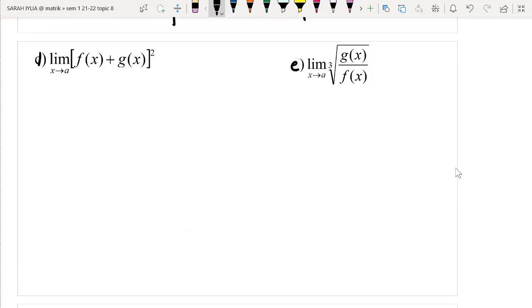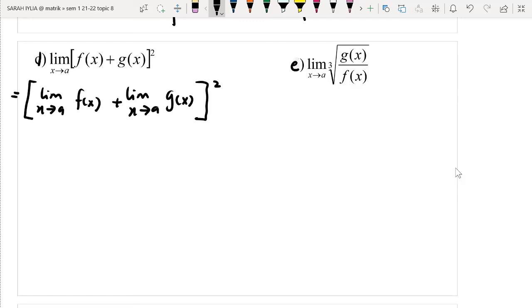Moving on, next one. For question D, we have the limit x approaches a of f(x) plus g(x), the whole thing squared. So by using the raising power properties, the whole squared kita boleh bawa keluar. Maksudnya kita masukkan limit kat dalam bracket. So this would be the limit of x approaches a of f(x) plus the limit of x approaches a of g(x). Saya limitkan satu-satu. And then the whole thing will be squared. So substitute one by one once again. So we have negative 1 plus 2, the whole thing squared. So the final answer here is 1.